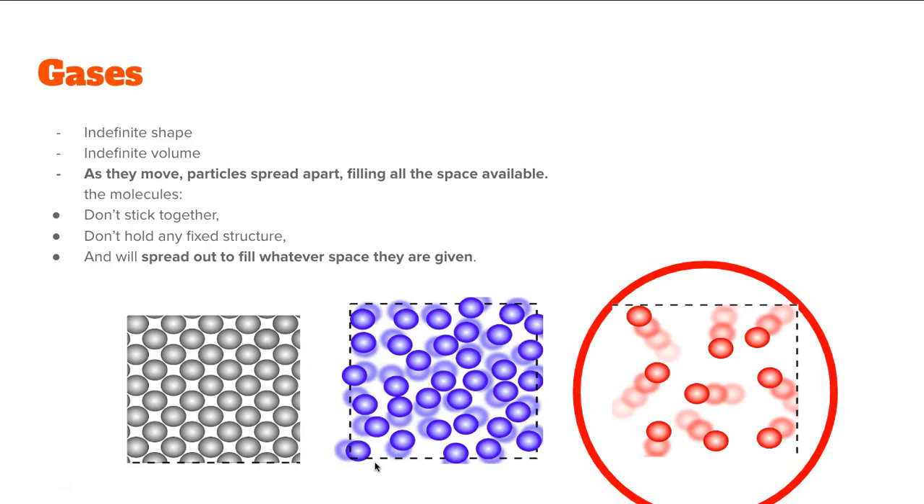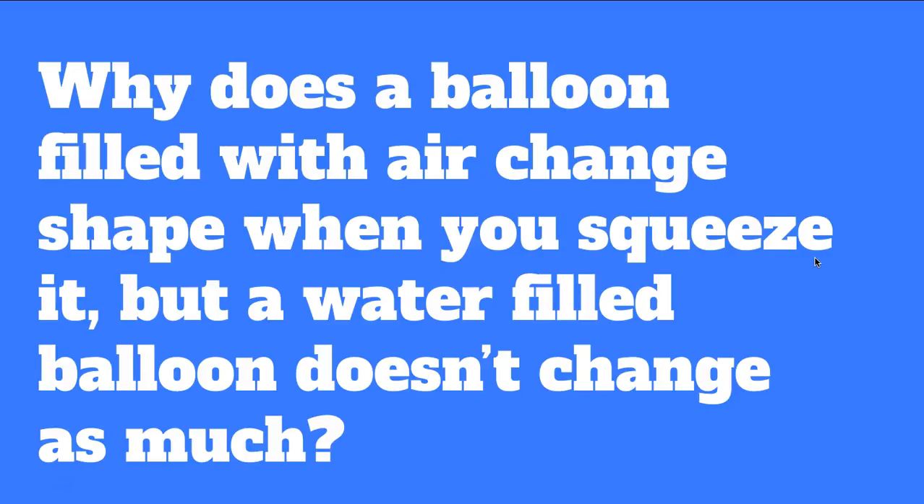So next up are gases. Gases have no definite shape and no definite volume, and the particles are very far apart and move freely. Gases spread out to fill all available space. Gas particles don't stick together or hold a fixed structure, and that's why air fills up a room evenly.